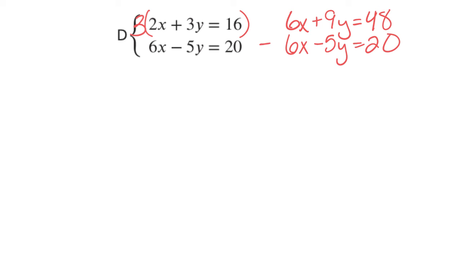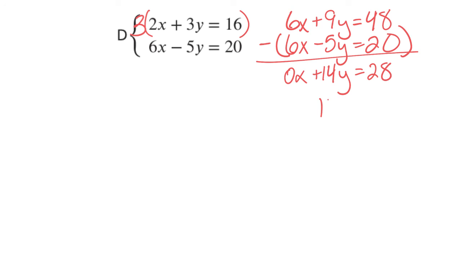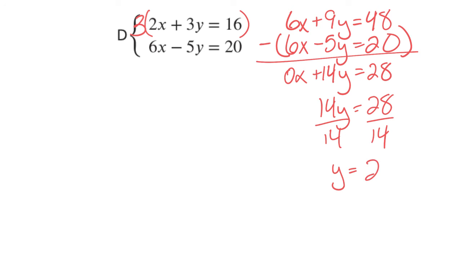Now, if I subtract off the entire second equation, I would have 0x. Be careful here, 9 minus a -5y. That would be like adding 5, so that'd be 14y equals, and then I'd have 48 minus 20, so that would be 28. I could rewrite it like this, and I could divide both sides by 14. I end up with y equals 2.